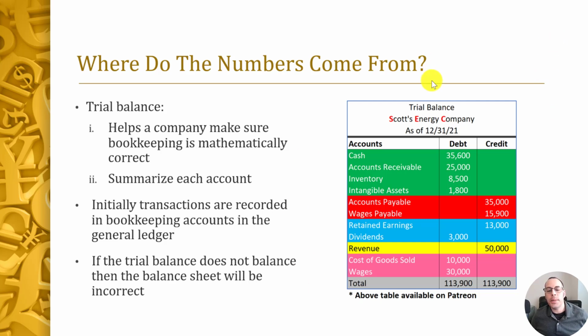They come from the company's trial balance. All companies create a trial balance to help them make sure their numbers tie. They have to make sure the debits equal the credits, because if they don't, then they can't create a balance sheet and income statement because those won't be correct.